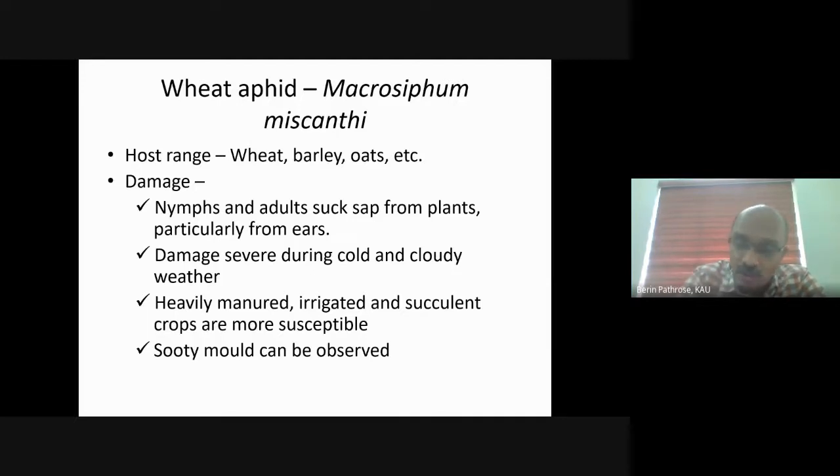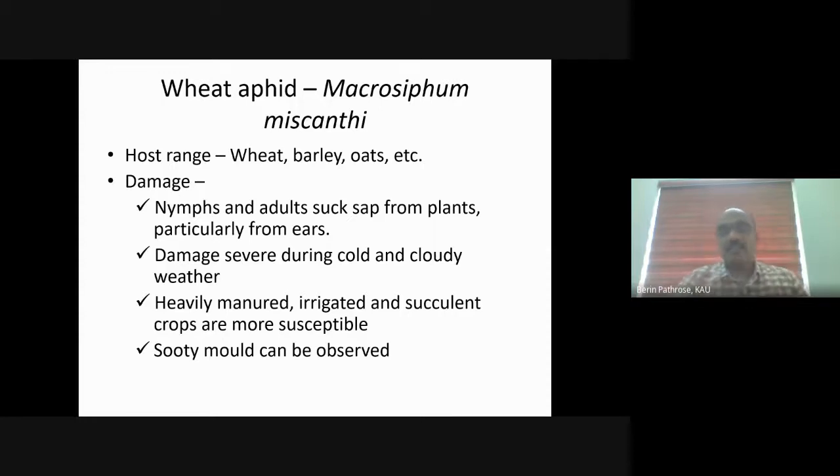If the farmers go for heavy manuring, heavy irrigation, and the crop is succulent because of manuring and irrigation, the crop is more susceptible to aphid infestation. That's why I told you certain cultural practices have contributed to increased insect infestation in wheat. That is mainly because of high manuring and high irrigation. Because of aphid infestation, there will be honeydew excretion, and this honeydew will lead to the formation of sooty mold. This honeydew will fall over the upper surface of the leaf, and on that surface the sooty mold fungus will grow.